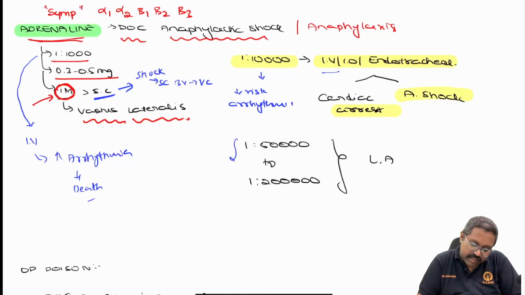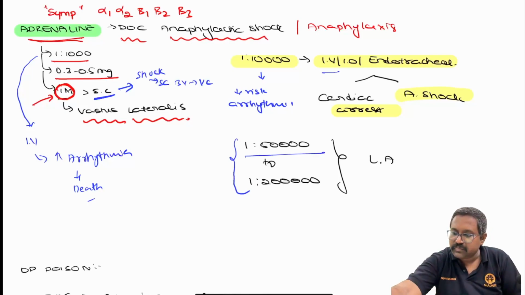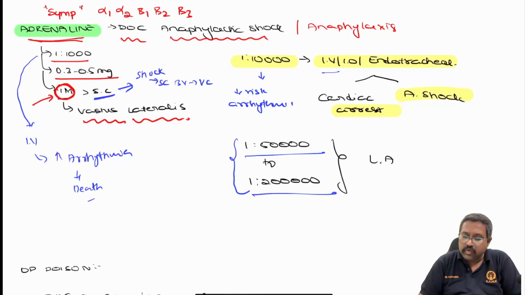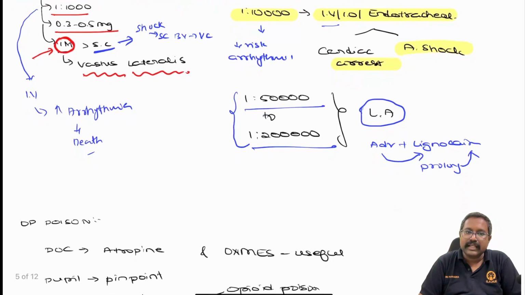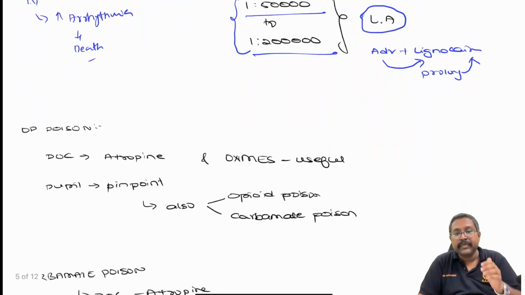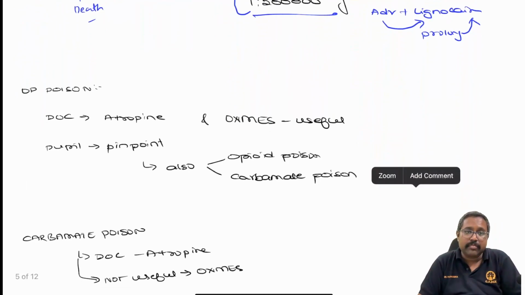So the dilution can be reduced further to 1:50,000 and then to 1:2 lakh whenever it is combined with a local anesthetic agent. Usually adrenaline is combined with lignocaine. Why? This adrenaline will prolong the action of the lignocaine. Is that clear? Okay.